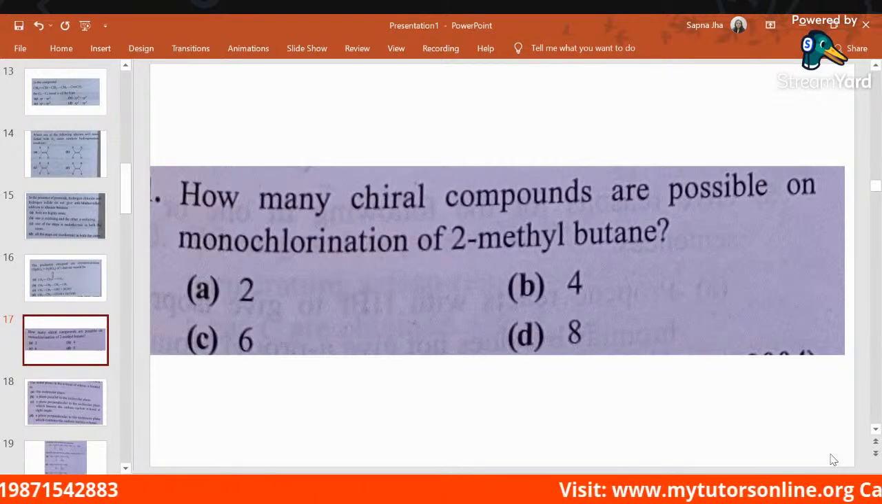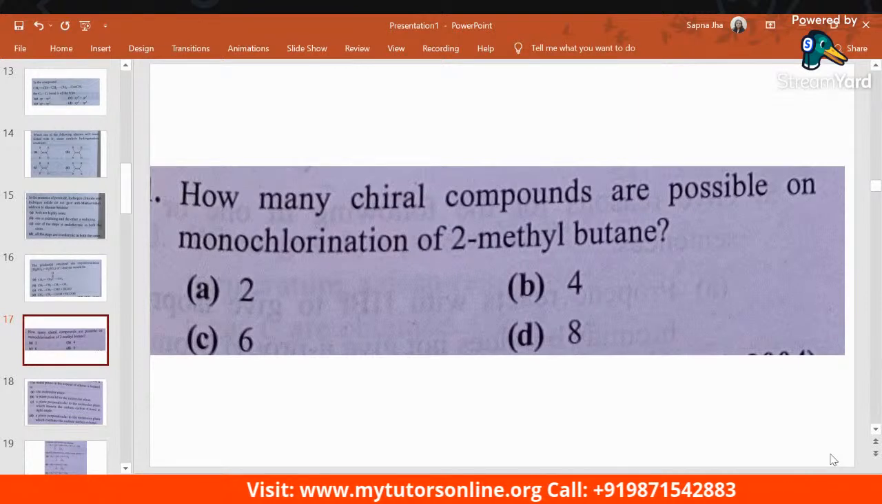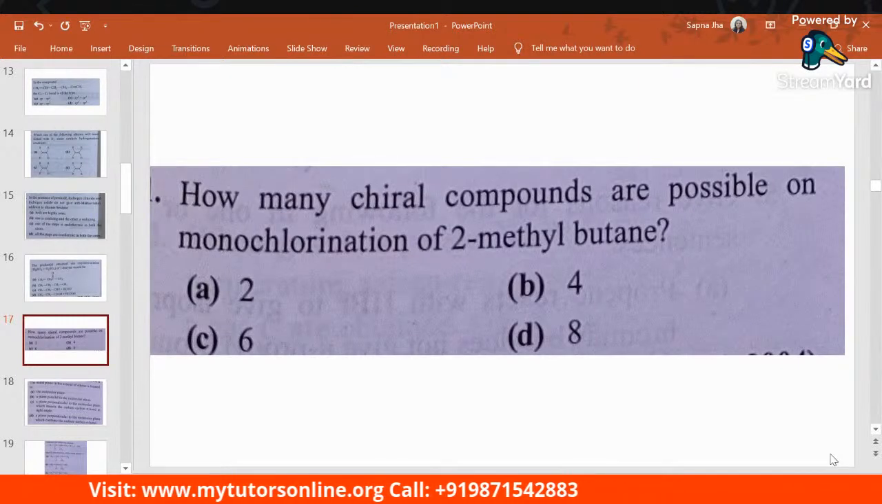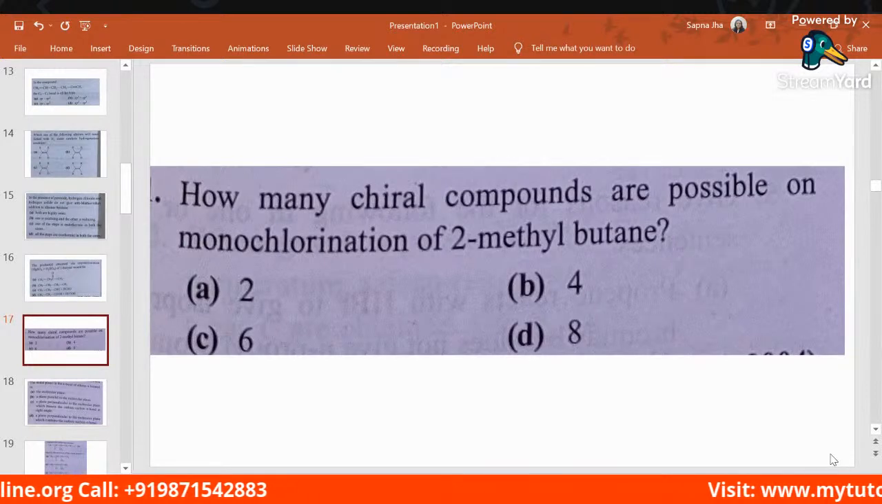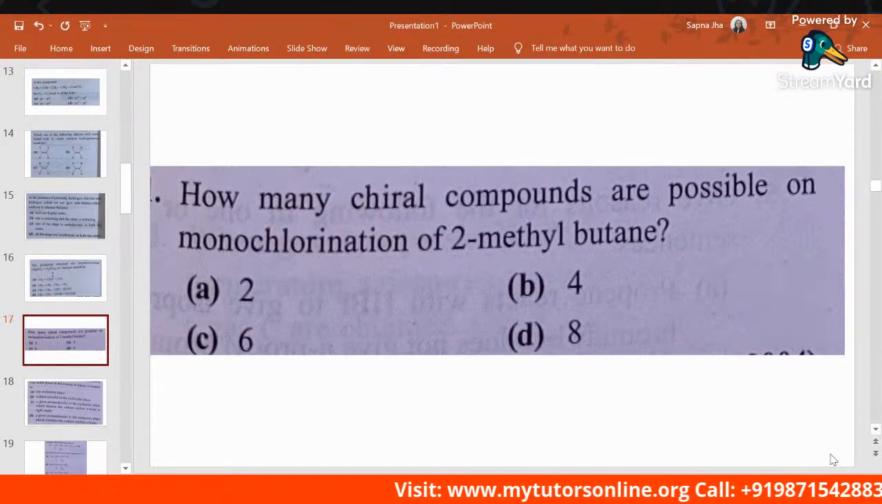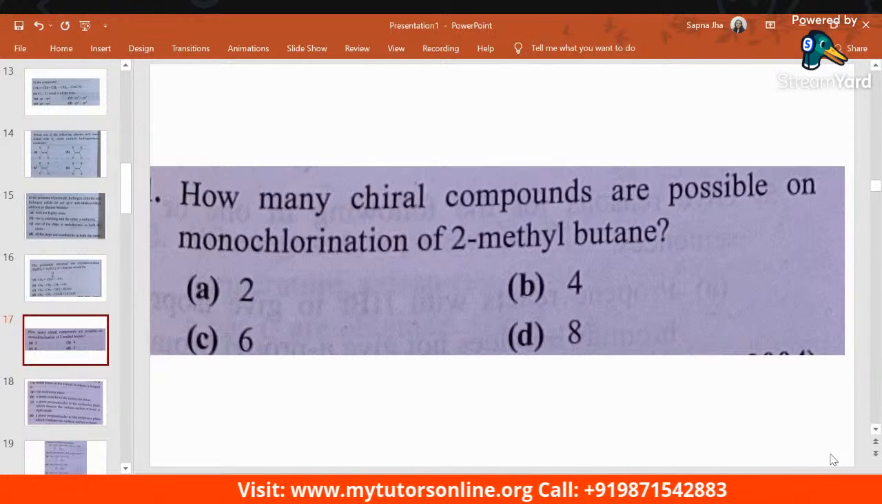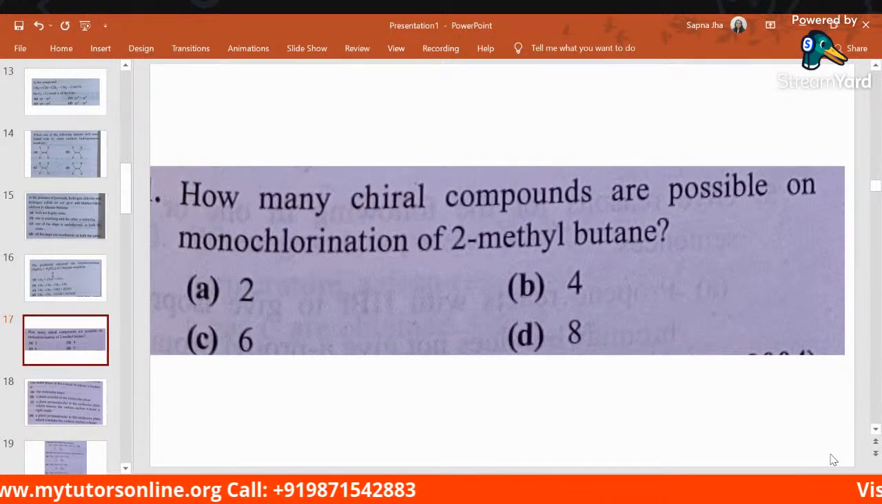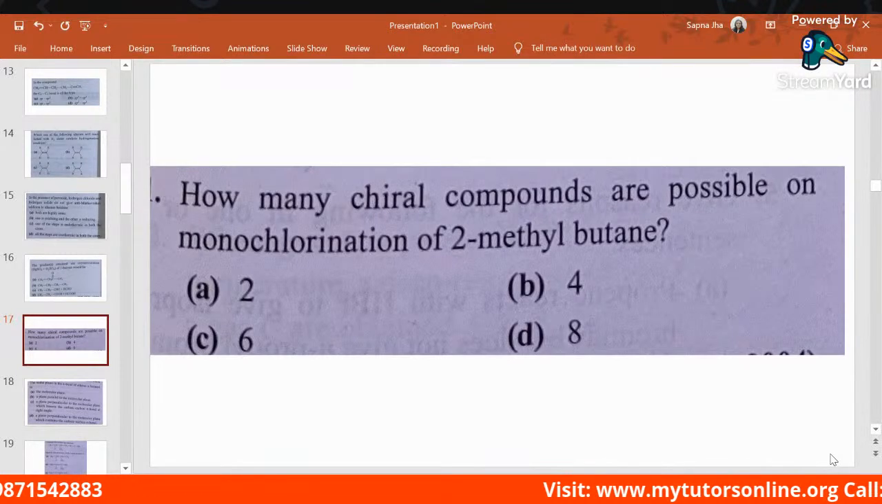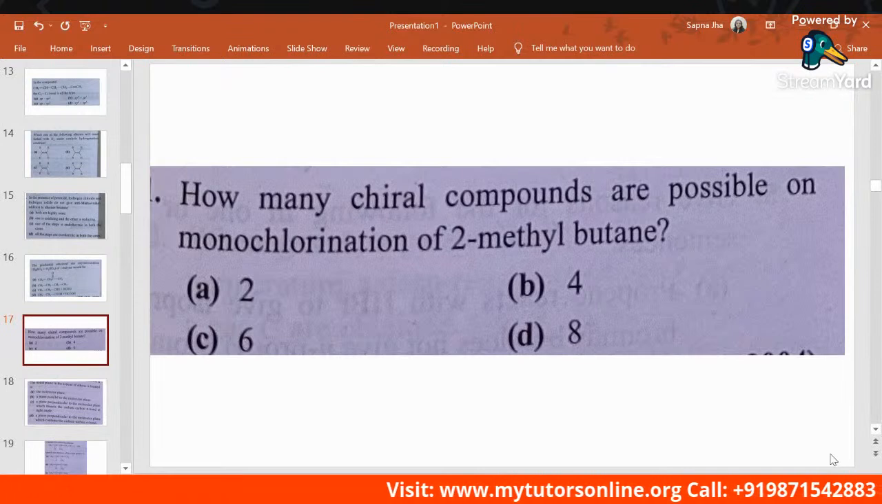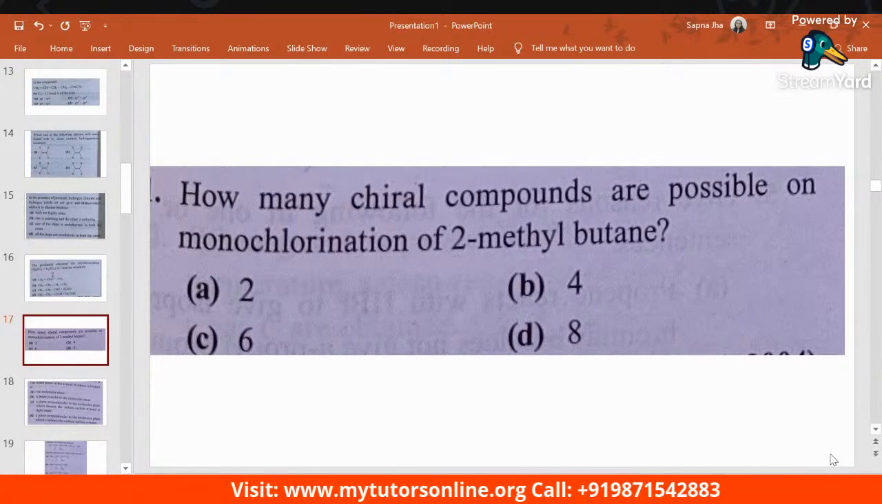So Arihant is correct. Ananya, you also were correct. Just think in a way of how many optically active compounds are generated, because chiral compounds are equivalent to optically active compounds. That's why the question is a tricky question. And I think once again I had asked about the number of structures being formed as chiral products. So it would be four, and the option is B.